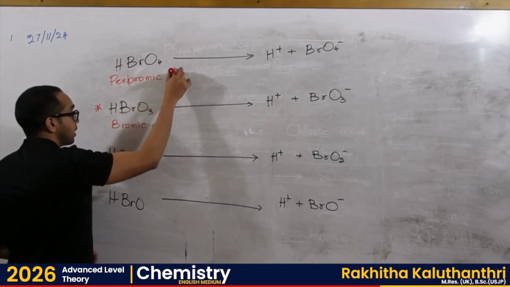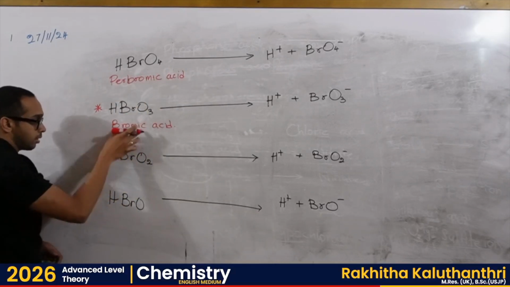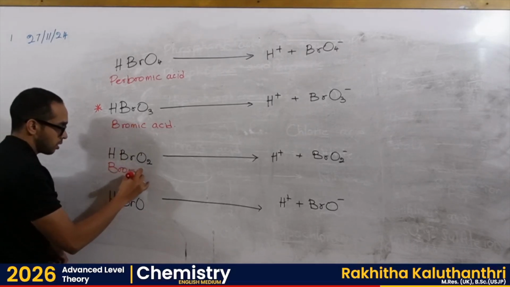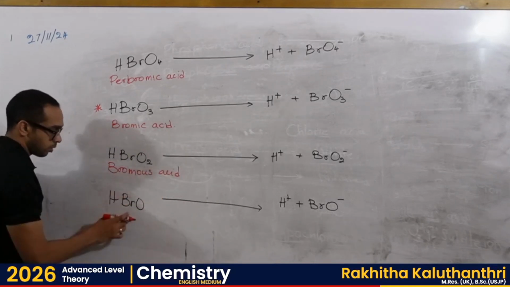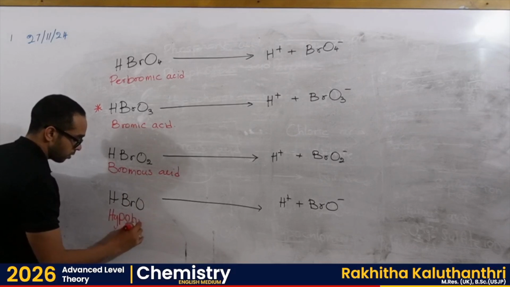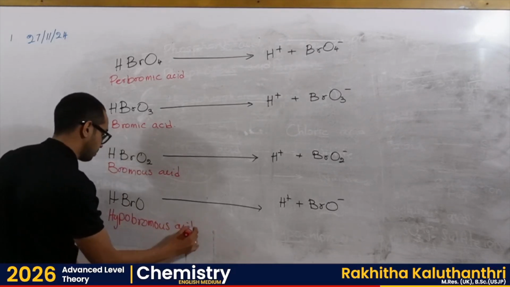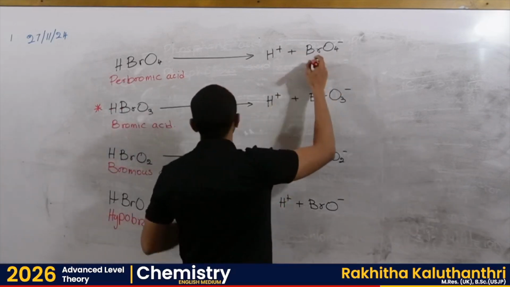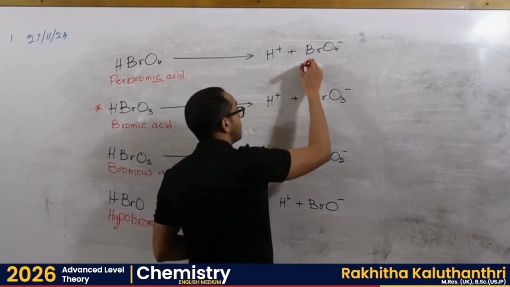Perbromic acid. This is one less than bromic acid, the reference point, so it is referred to as bromous acid. And there's even one more less, this is called hypobromous acid.